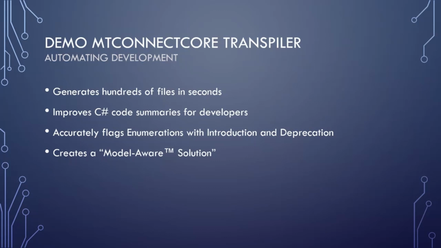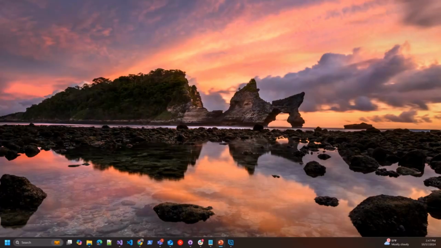There's a pre-release of version 2.5 of the standard coming out. And what you'll see when I demo this is that we can generate hundreds of files in seconds. All of the code is completely formatted with very detailed summaries taken directly from the standard. And we're also able to flag when things were introduced and deprecated in the model. Ultimately, we call this our model-aware solution.